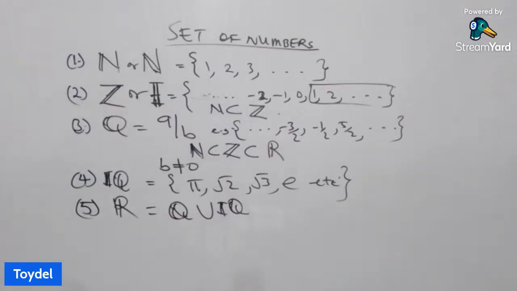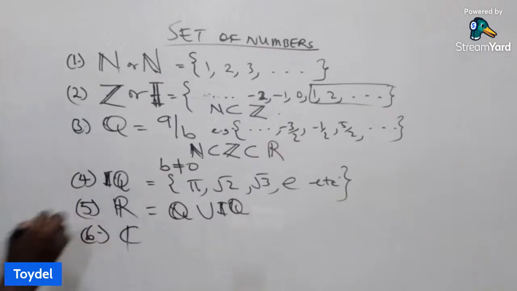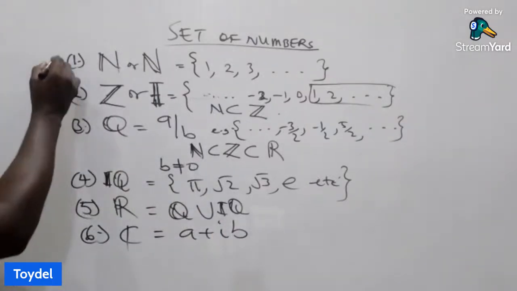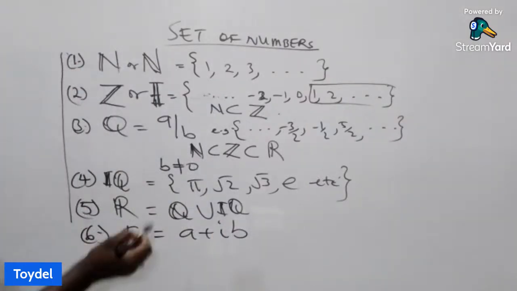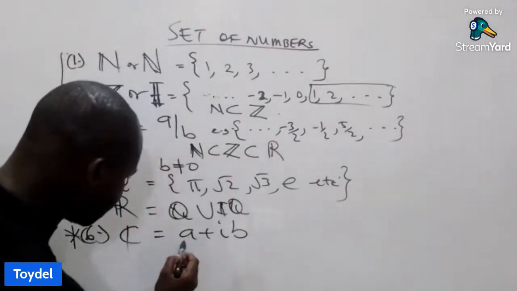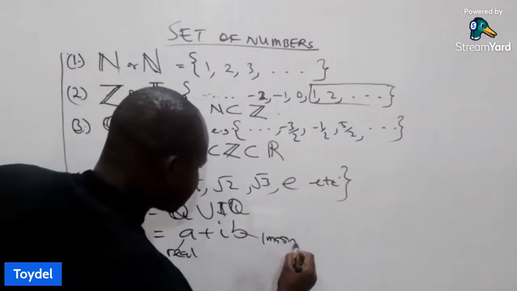Then the last set of numbers are called the complex numbers. These are numbers that we can express as a plus ib. From number 1 to 5, they are just real numbers. But this sixth set is called the complex numbers. These numbers are unique. They have two parts: the real part and the imaginary part.